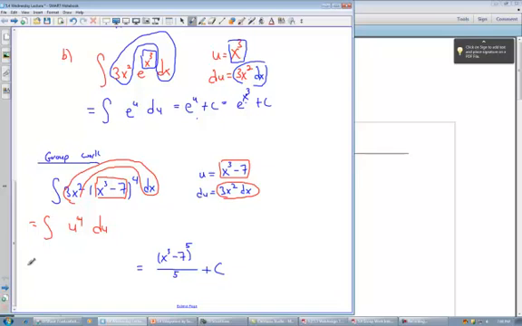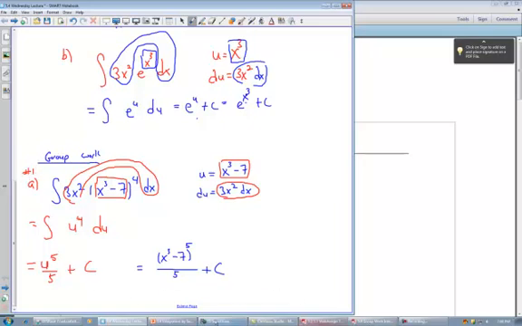Now this is just a power of u, which I can integrate. I add 1 to it, so u to the fifth divided by 5. Make sure you say plus c. And then I resubstitute in for the u, so I use x cubed minus 7, so I have x cubed minus 7 right here to the fifth power divided by 5 plus c. And this was part A, number 1, part A.